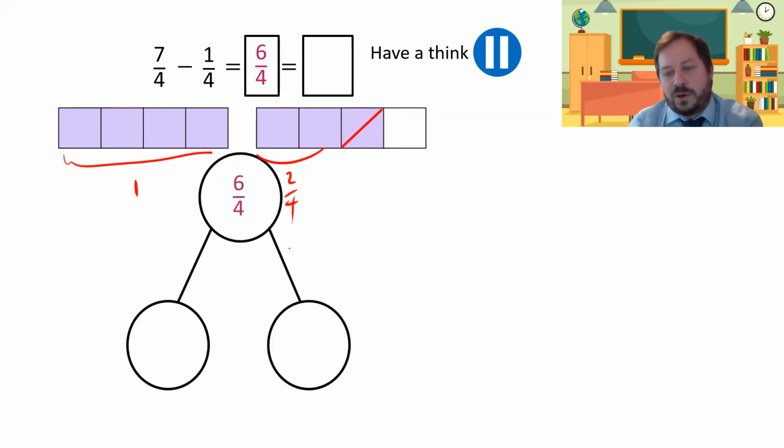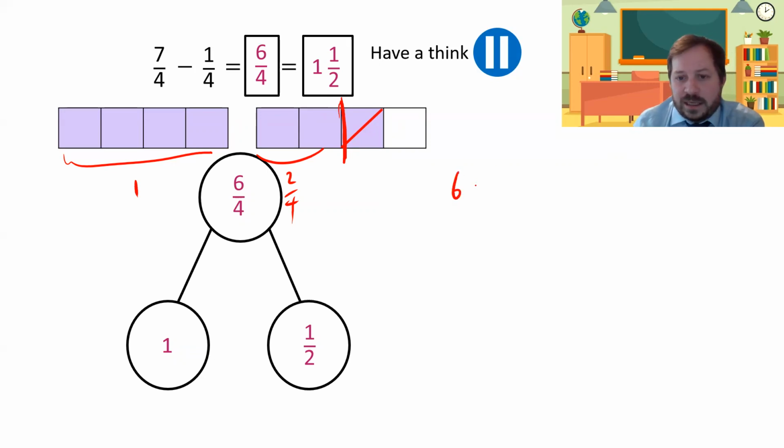Or you could write it as a pothole model. Take your 4 quarters out, which is the same as 1, and your 2 quarters. So the full 4 quarters becomes 1, and you've got 2 quarters left. And there we go. The 2 quarters is the same as a half. You can see that because this would be the same as a half here. So you could write it as 1.5.